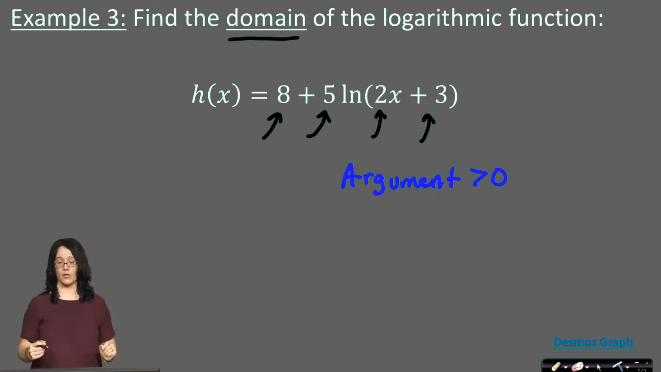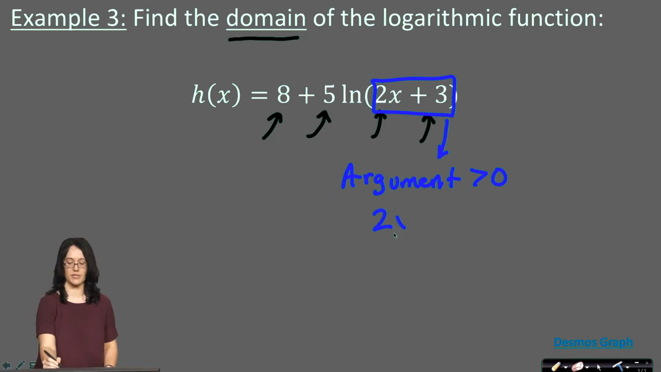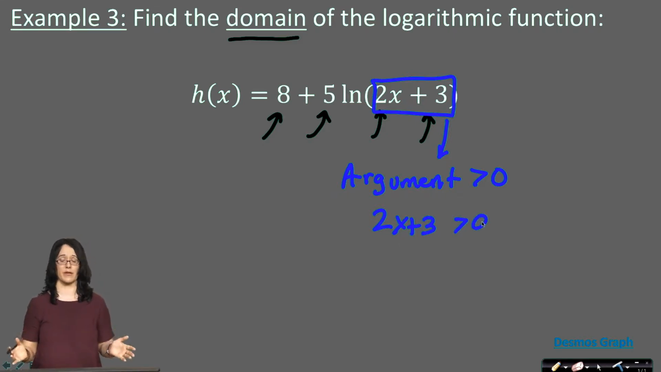But with logarithms, the new restriction for us is whatever the argument is of your logarithm, no matter what the base is, base b, base e, base 10, base 5, whatever that base is, the argument can never be 0 and it can never be negative. So I take 2x plus 3 and say it must be bigger than 0. This will tell me the appropriate x values for inputs for this function to truly exist.